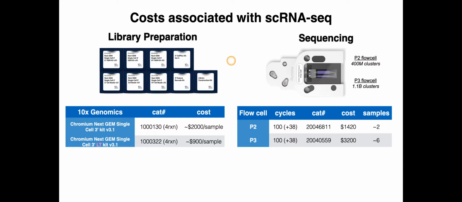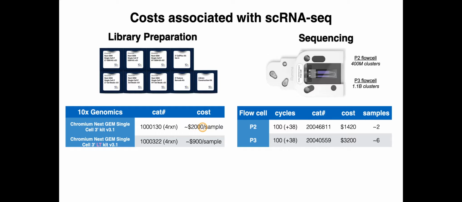So there are a lot of assumptions baked into this slide, but at least it's a point at which you can start to wrap your head around costs. If we're talking about 10x Genomics, those kits for library prep come in 4 reaction and 16 reaction options. The bottom line is at a per sample cost to encapsulate a sample in droplets and then prepare libraries from those samples will cost you roughly in the neighborhood of $2,000 per sample.